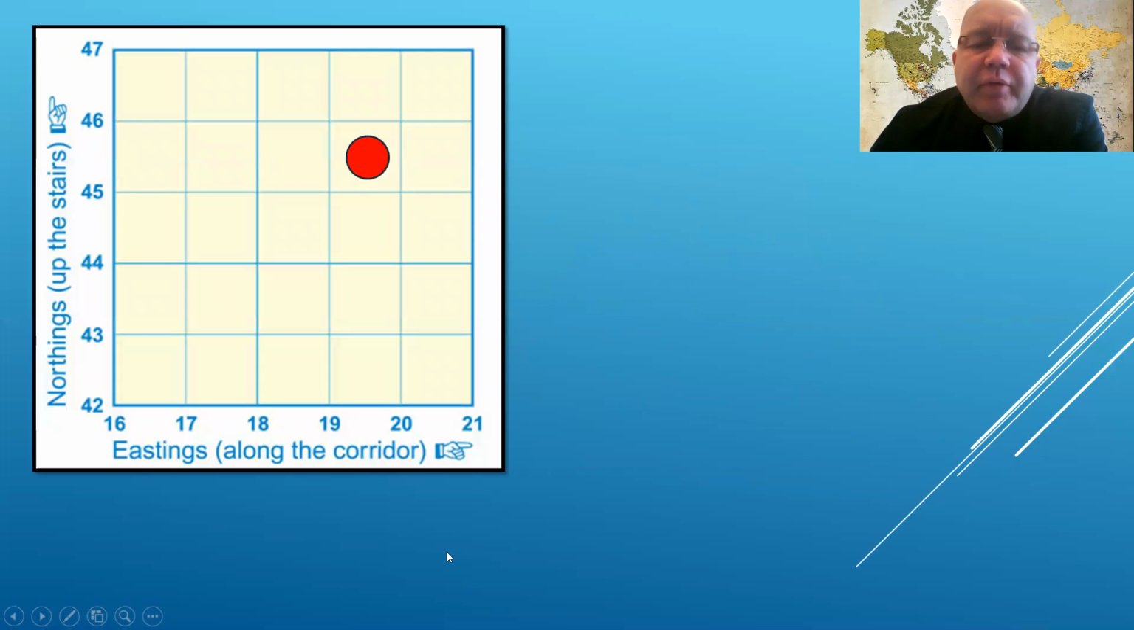Right, have a think. What's the grid reference of the red spot? 1945. The reason is we go on the horizontal first and we get to square 19. We go up and we've reached square 45. So 1945. Hopefully that makes sense. Let's have a look at a few more. What about the green one? What's the grid reference of the green spot?